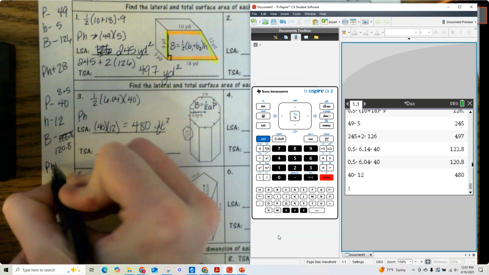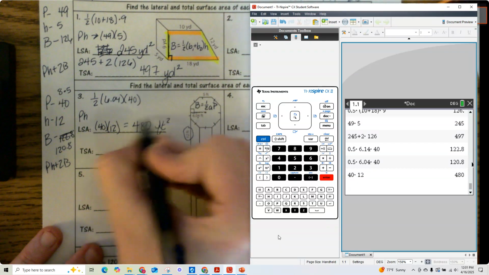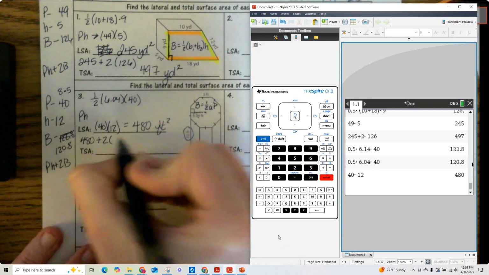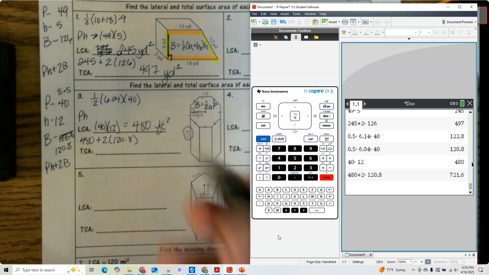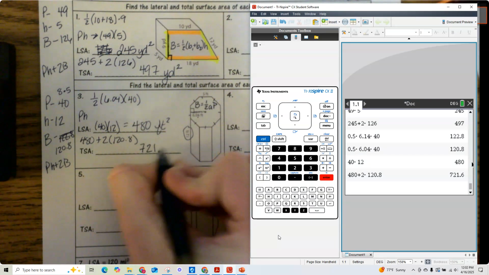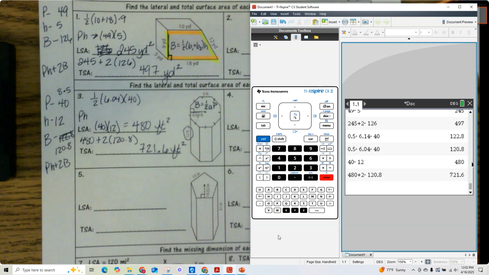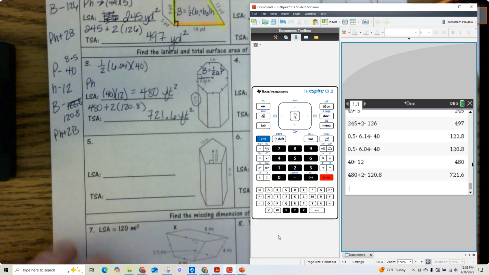Total surface area, perimeter times height plus 2 big B. So I'm just going to take the lateral, because that's pH, the lateral surface area, and then big B is 120.8. And I get 721.6 feet squared. So pretty much we've been doing the same lesson for 3 days now. The only thing that has changed is the area of the base. That's the only thing that's different between these. Okay, so let's do another one of these polygonal ones.